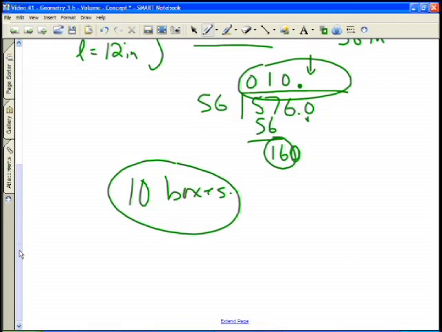So I hope that gives you a good idea of how to deal with volume of these sort of rectangular solids or boxes.